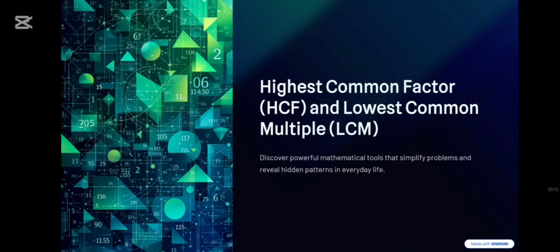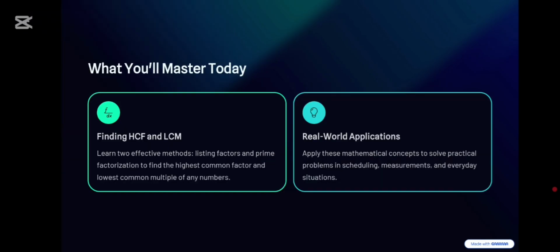Okay, we continue now. After understanding what factors are and what multiples are, we can now look at how we find the highest common factor and the lowest common multiple. This helps us to discover powerful mathematical tools that simplify problems and reveal hidden patterns in everyday life. So it is very important to also understand this key concept.